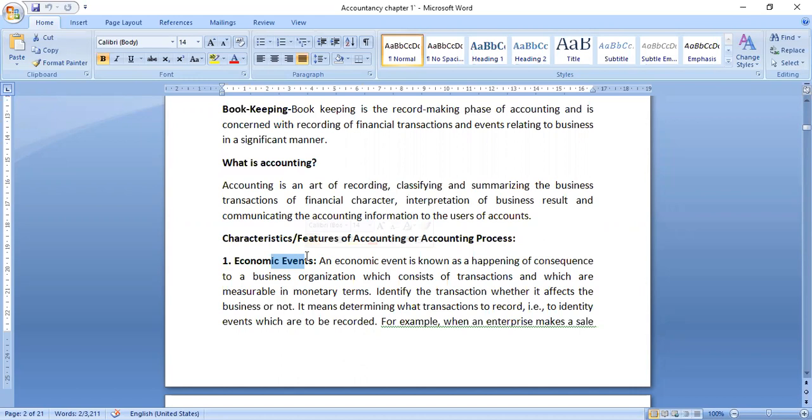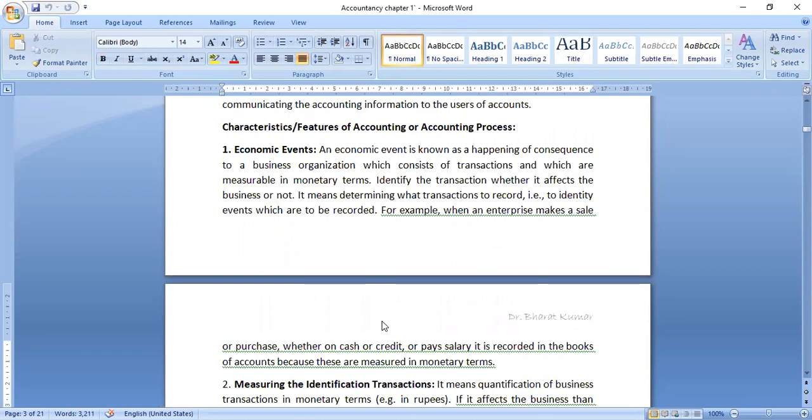And if any transaction has taken place but is not related to business, then you have to ignore it. We are here just to know the 100% accurate profit of the business, and for this purpose we have to take all the things of business only, and this is called economic events. Okay, you can see the example. For example, when an enterprise makes a sale or purchase, whether on cash or credit, or pays the salary, it is recorded in the books of account because these are measured in monetary terms and because these are related to 100% business. Okay, not a personal transaction. All these things are related to business, so we will record it.